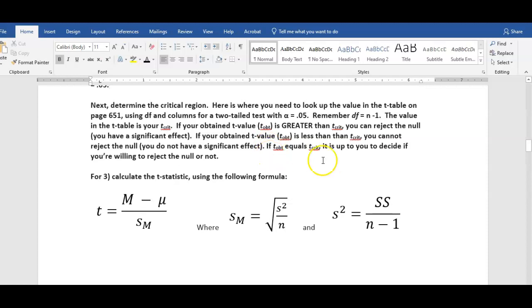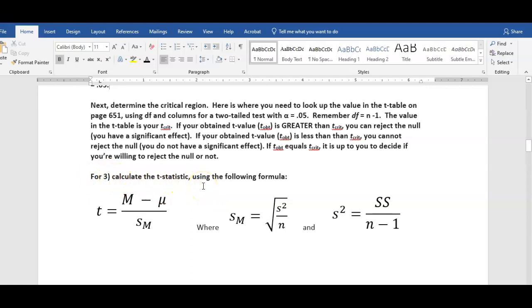I'll also mention that we have had problems in the past where t obtained equals t critical. So what do you do then? It's actually up to you to decide if you're willing to reject the null or not. Technically, it should be greater than in order to reject the null, but I have seen researchers reject the null if it's equal. Okay, so now let's do step 3.